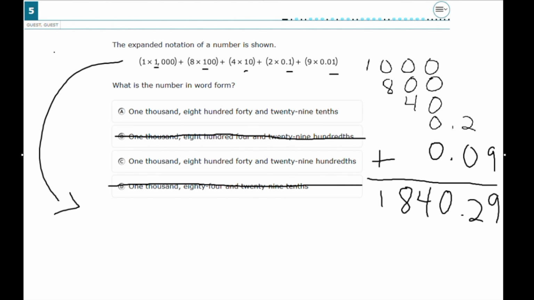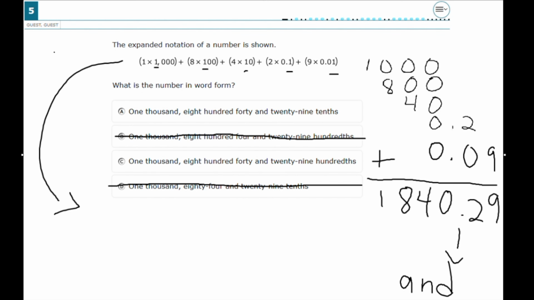We have a decimal next. So whenever you see a decimal, that is the word and. Okay? That is the word and. Let me fix my handwriting. That is the word and. Okay? And. So we have 1,840 and. Okay? And. So answer choice A says 29 tenths. Answer choice C says 29 hundredths. Okay? Well, which one is correct?